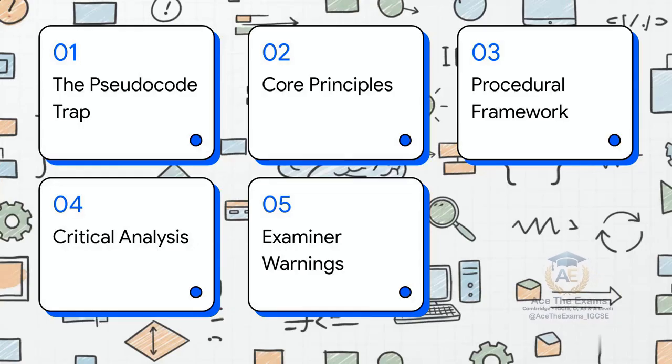Here is our roadmap for today's explainer. First, we'll uncover the pseudocode trap. Then, we'll look at mastering core principles. After that, we'll break down the procedural framework. Next up is critical analysis evaluation. And finally, we will reveal the top examiner warnings.